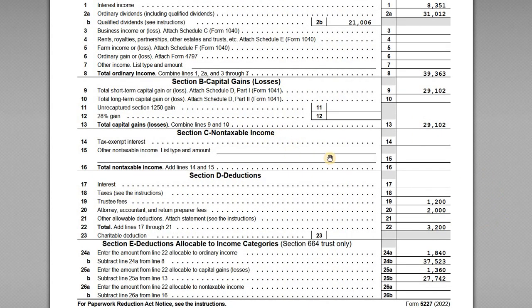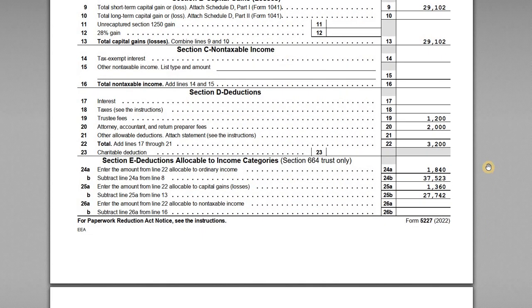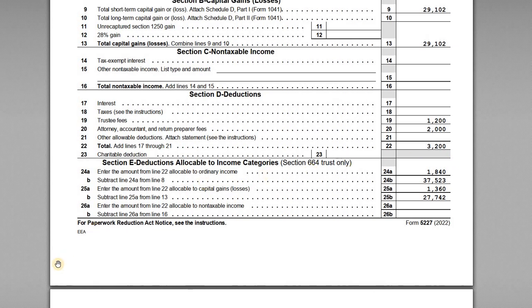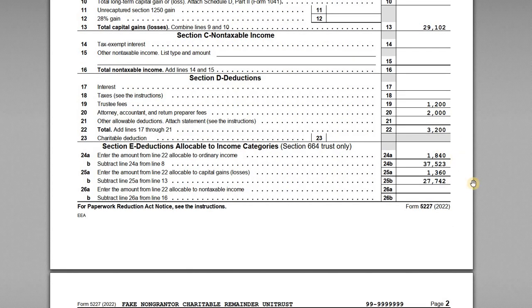Right? We don't have any non-taxable income, so that would be things like municipal bond interest, right? So if you invested in municipal bonds, they're exempt from federal income taxes, but they might be taxable at the state level. We don't have any of that type of income. And then in section D, the deductions. So we had trustee fees, attorney and accounting fees, and so the total fees or deductions that we had in the trust were $3,200. Now, how do we determine how these deductions are allocated across the income categories?